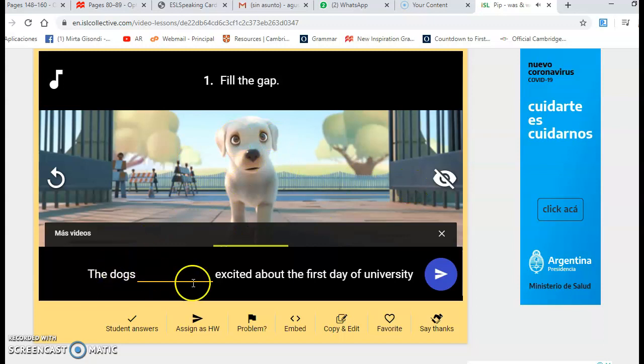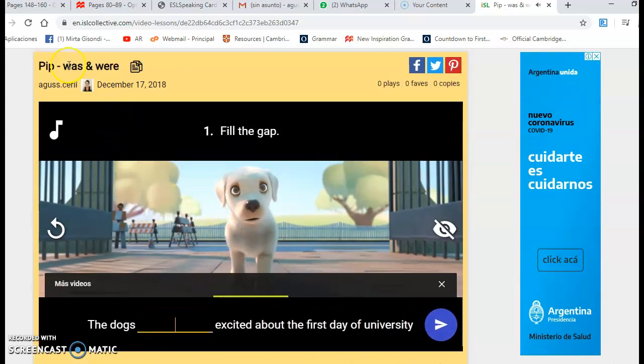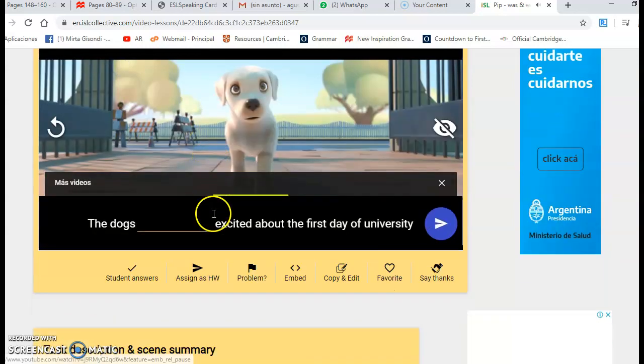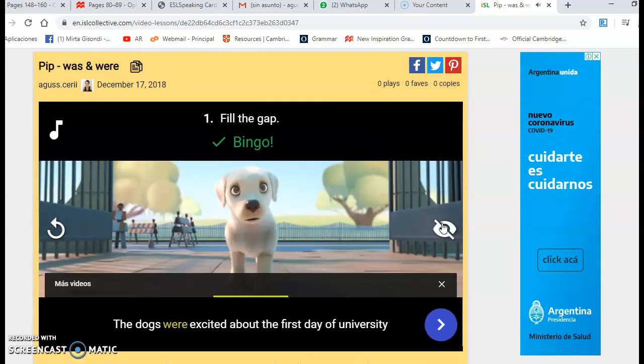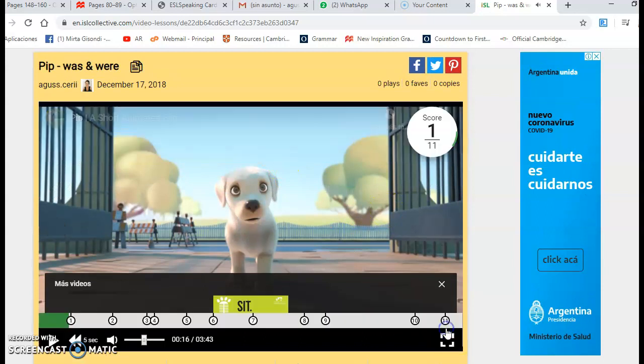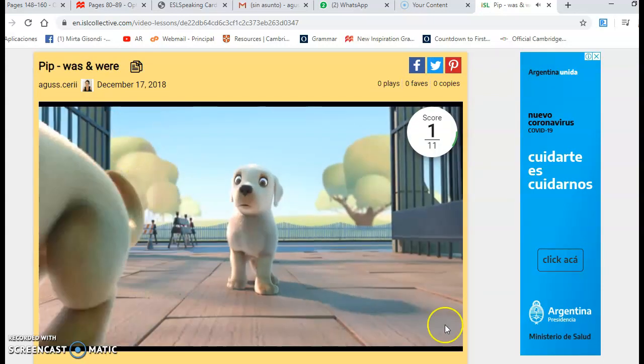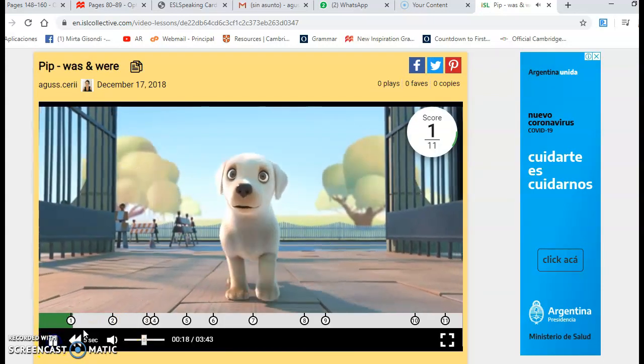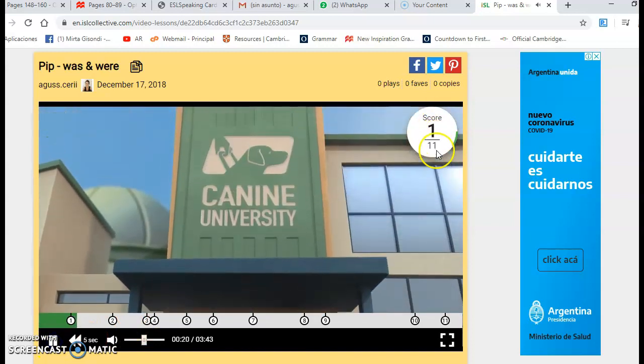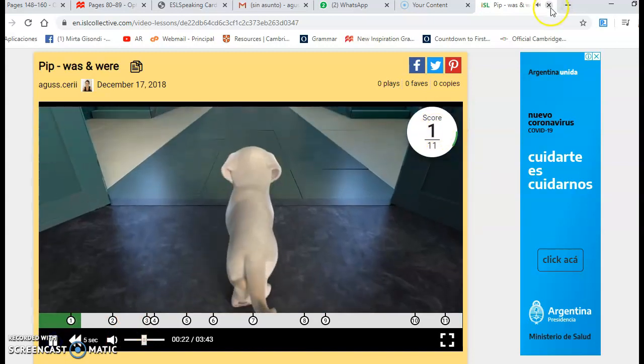Dice, the dogs was or were excited about the first day of university. Hay que completar con was o con were, ¿sí? Entonces, o wasn't o weren't. En este caso, ¿estaban emocionados acerca del primer día? Yes. So I say the dogs es plural, entonces you say were. You play? Bingo. Yes. And you continue. Yes. Y sigue, ¿sí? Acá les va a aparecer el score, es decir, cuántas de cuántas hicieron bien, ¿sí?